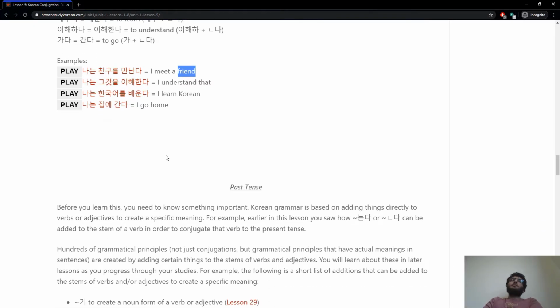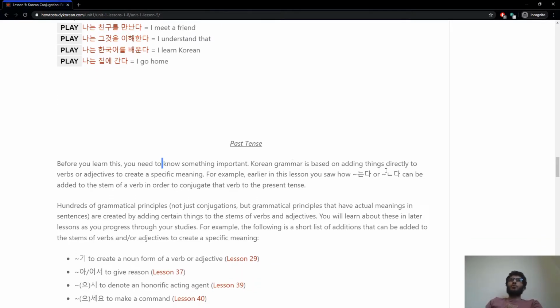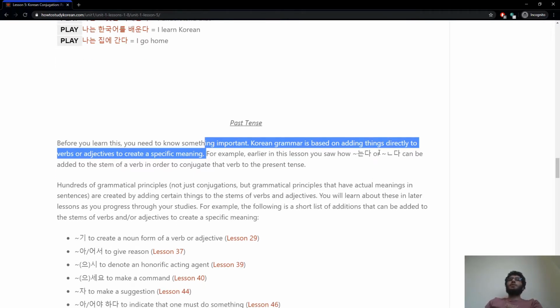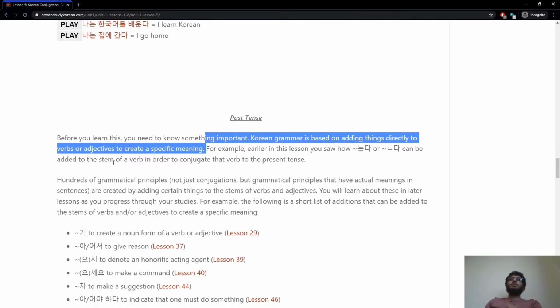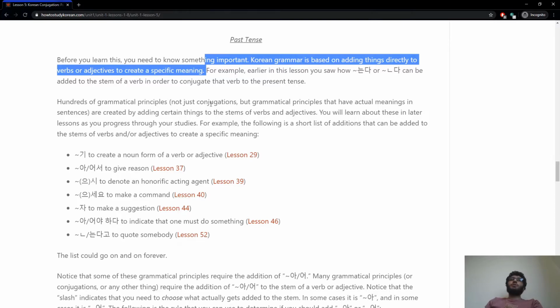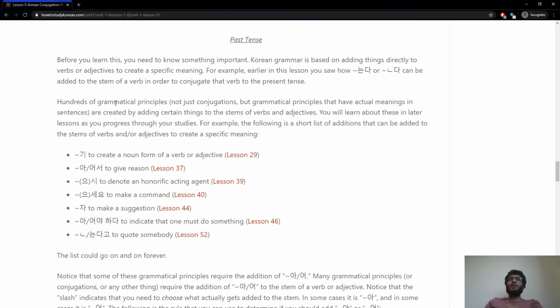Now the past tense. Before we learn this, you need to know something important. Korean grammar is based on adding things directly to verbs or adjectives to create specific meanings. You're going to be doing a lot of this. For example, earlier in the lesson, you saw how 는타 or 니은타 can be added to the stem of a verb in order to conjugate the verb to the present tense. Hundreds of grammatical principles, not just conjugations, but grammatical principles that actually have meaning in sentences, are created by adding certain things to the stem of verbs and adjectives.